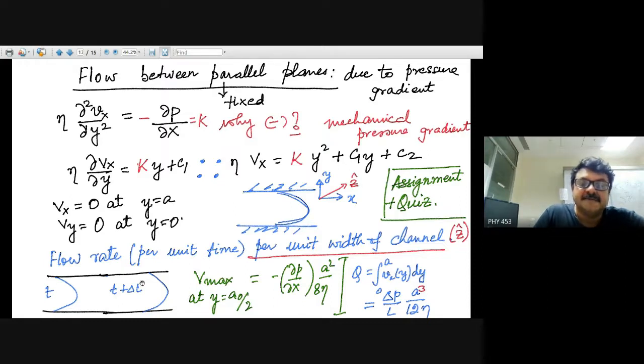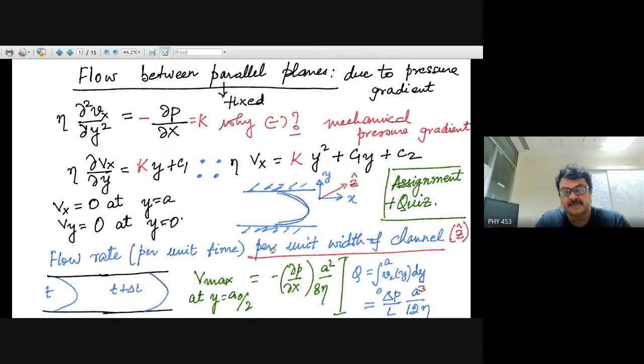And Vx is now a function of y, because here the center will move fast, but at the walls you have zero velocity. Hence, you will have Vx as a function of y, right?